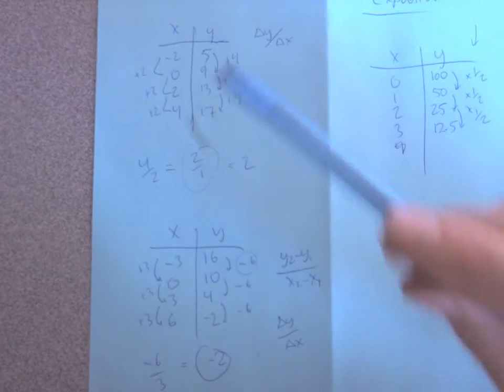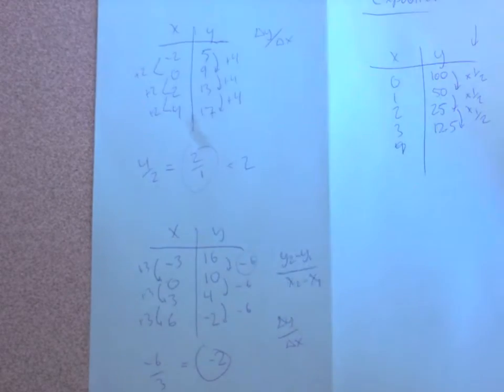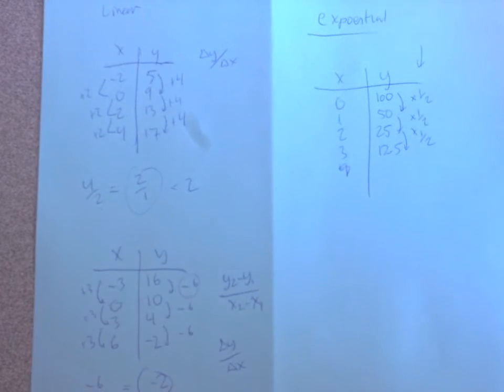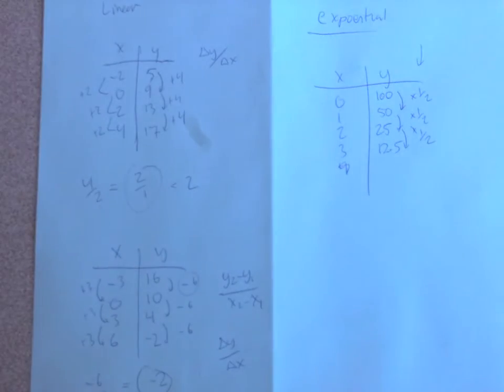But remember, if you want the constant rate of change, you need the change in y over the change in x. Some of the questions on your homework will ask you about tables and determining if it's linear or not. Let's take a look at that homework now.